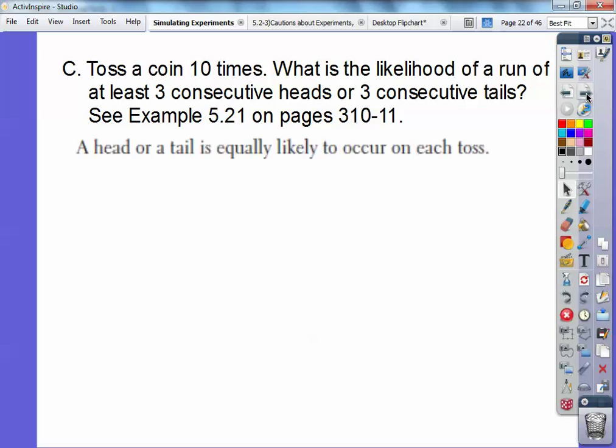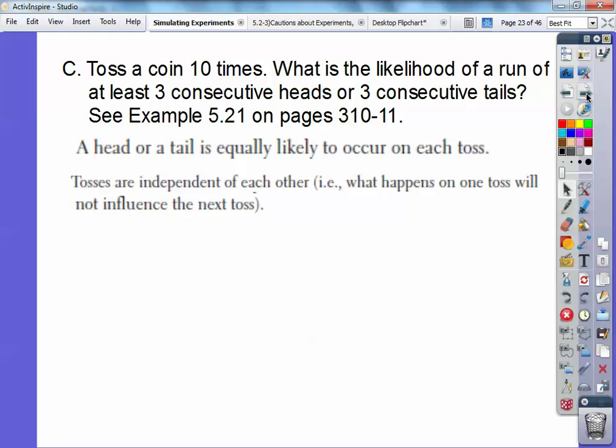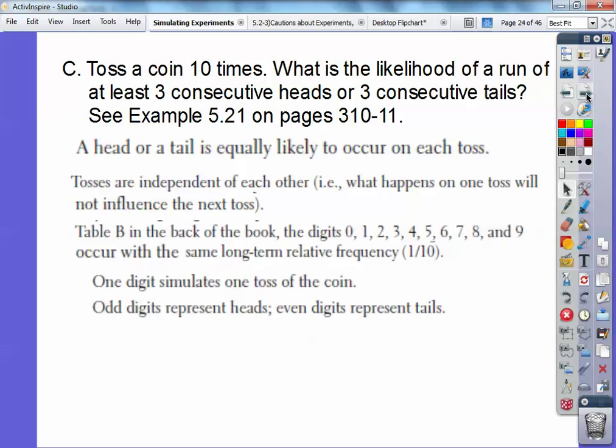A head or tail is equally likely to occur. So tosses are independent of each other, and so is that back of the book, you guys. That is totally independent. Each digit is a random digit. So in table B, we're going to use the digits 0 through 9, which is 10 digits, you guys. And each digit has an equal chance to occur, 1/10. So one digit simulates a toss of the coin.